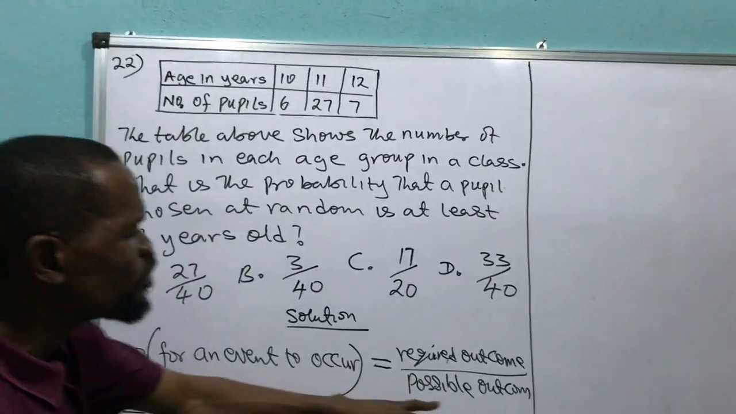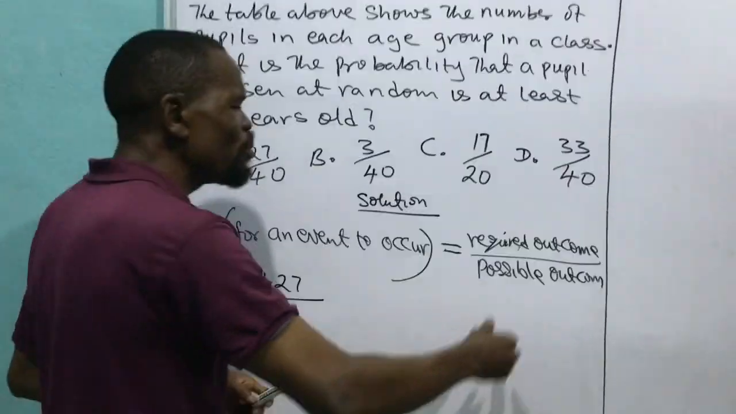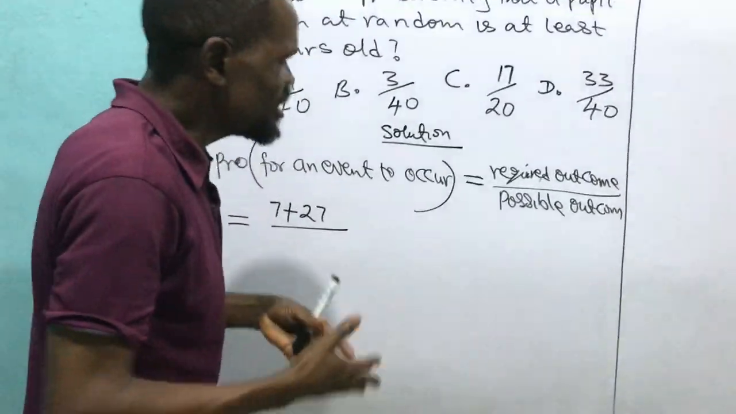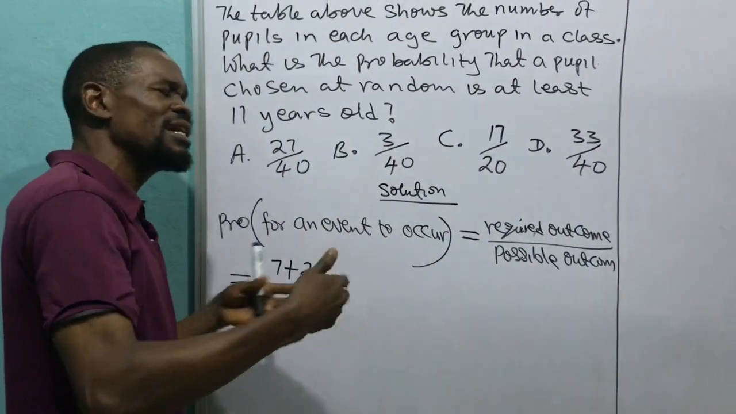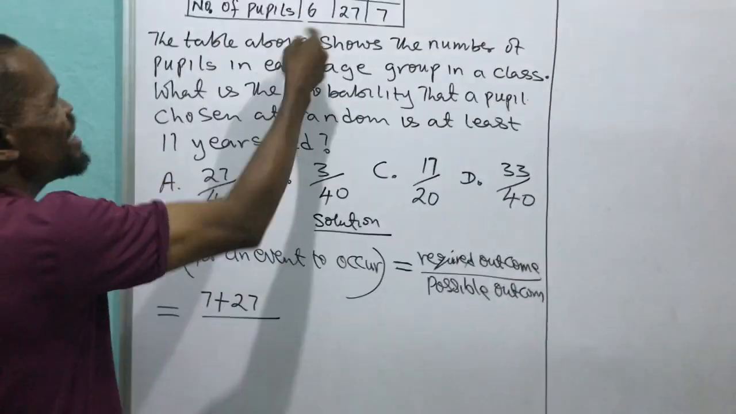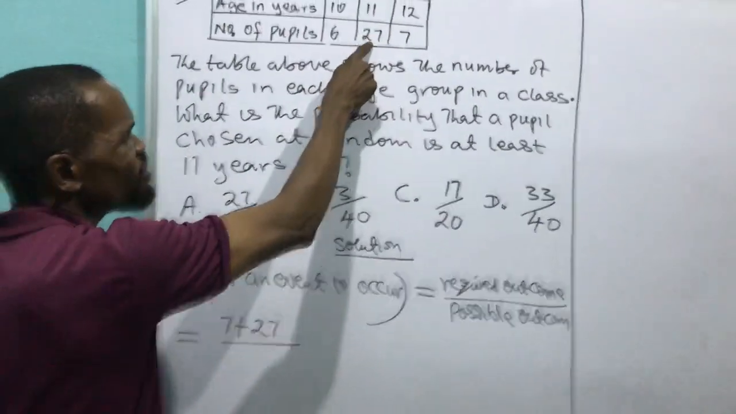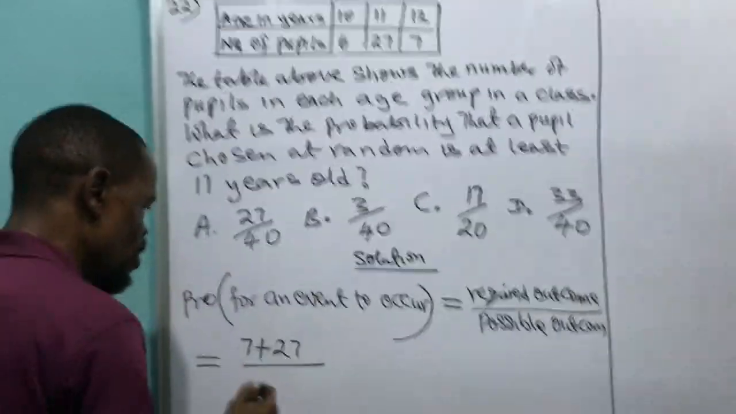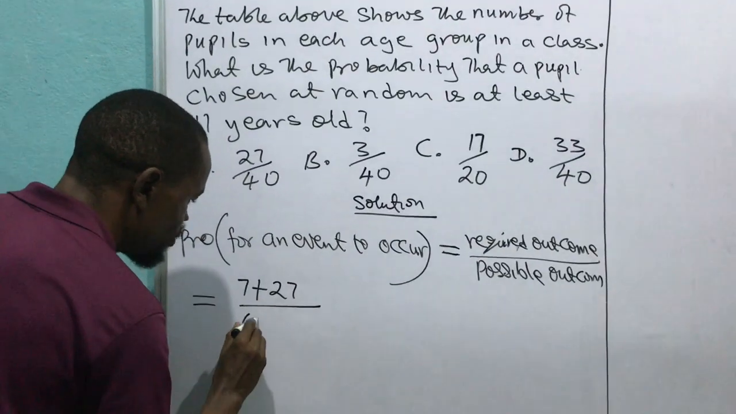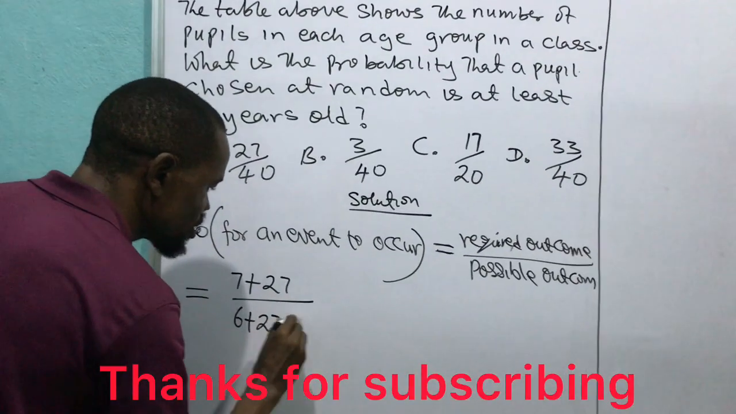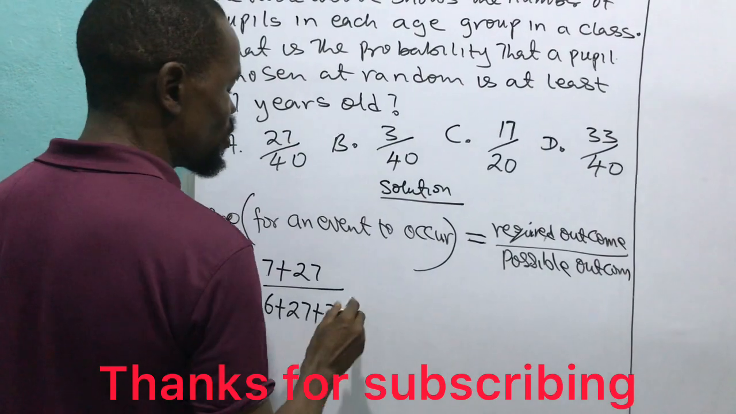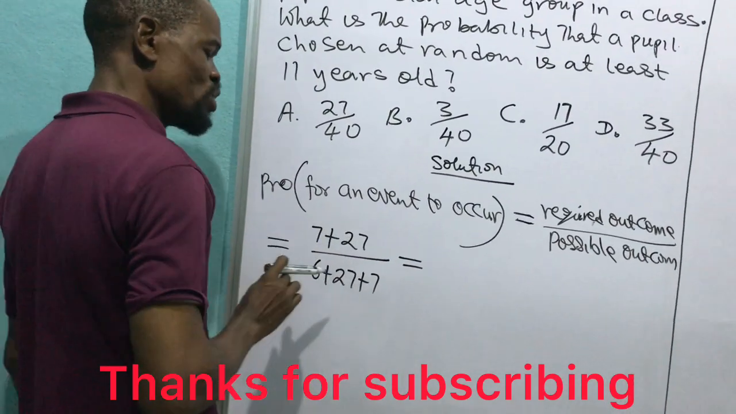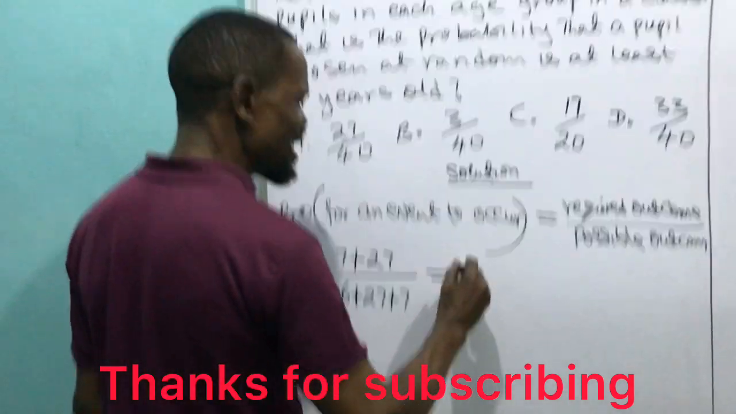Divided by my possible outcome. The possible outcome is the total number of pupils in that community. How many pupils are there? We said 7 plus 27 plus 6. That's the number of pupils in that vicinity, which is my possible outcome. 7 plus 27 will give me 34.